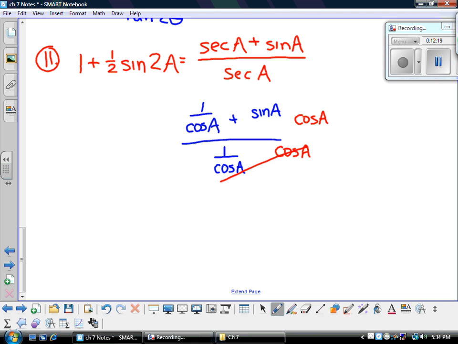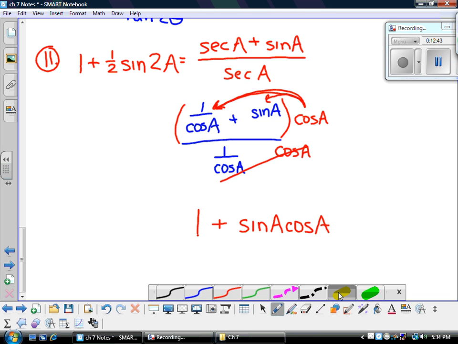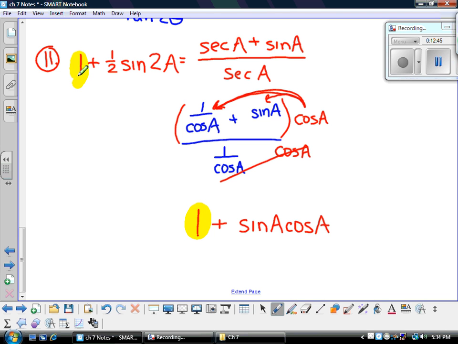Now when I multiply the top by cosine, I need to distribute it and multiply it to both parts. That's why we usually make the top all one fraction before we flip and multiply. In this case, it's going to work out kind of nicely because cosine times 1 over cosine is just 1. And then we have plus sine A cosine A. Looking at where I'm going, I'm on the right track because I have this 1. And now I just need to figure out this 1/2 sine of 2a.